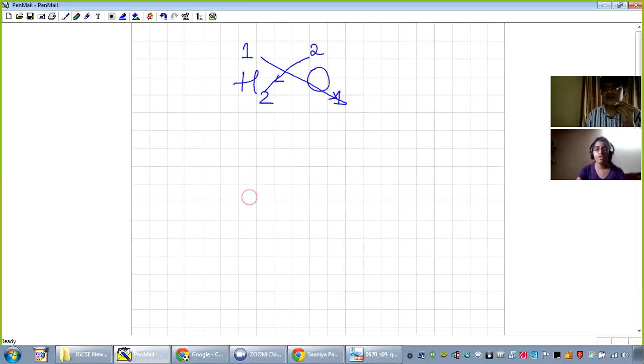If nothing is written, it's automatically assumed to be 1. No number is written, which means even if 1 is there, we are not going to write that particular number. So the formula of this compound is going to be H2O.